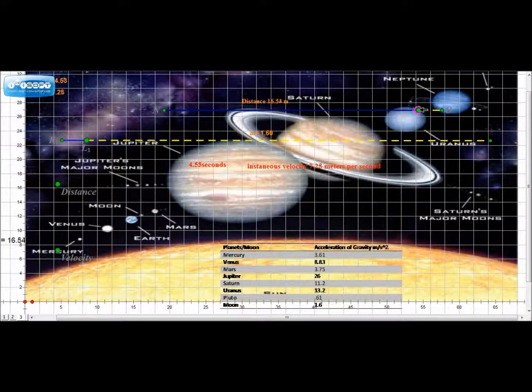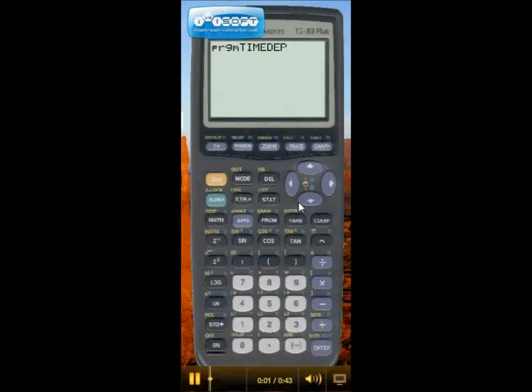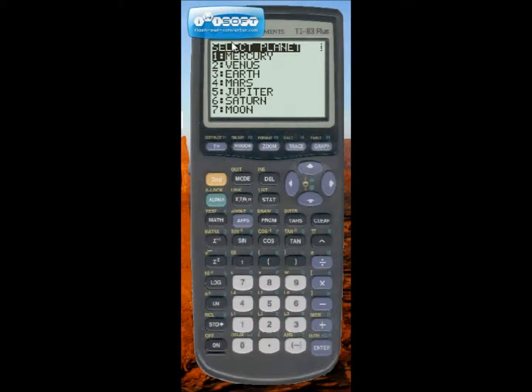So I actually decided to write a program where you can just select the planet you want and then the distance you want your ball to drop, and it's going to tell you what time it took for the ball to drop and hit the surface. So, here it is. You just hit enter. Now we can select 6 planets or the moon.